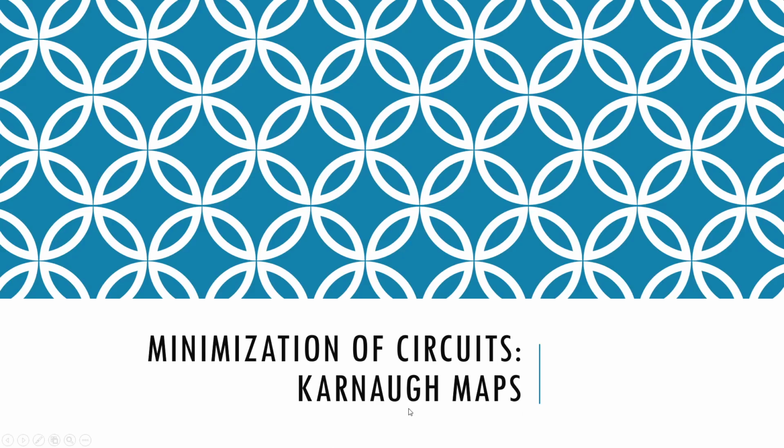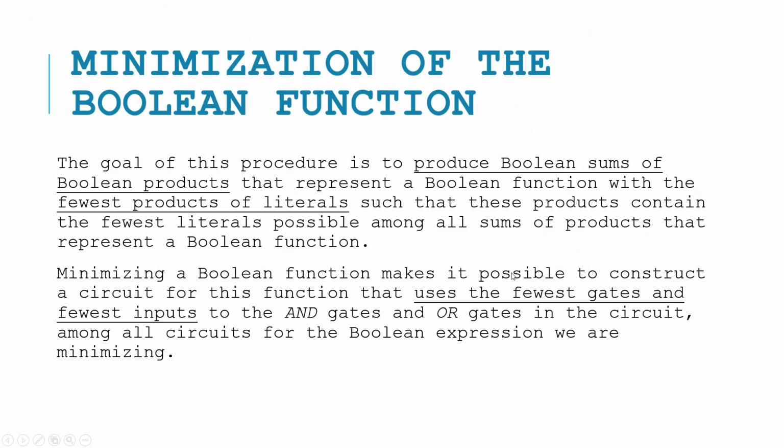Minimization of circuits using Karnaugh maps. So when we say that we want to minimize a Boolean function, this is basically a procedure where we produce Boolean sums of Boolean products that represent the Boolean function with the fewest products of literals, such that each product contains the fewest literals possible among all sums of products that represent the Boolean function.